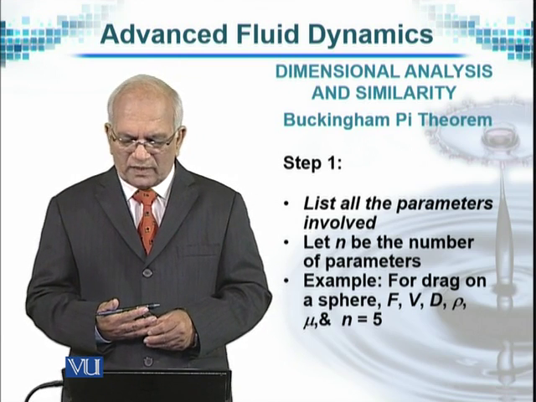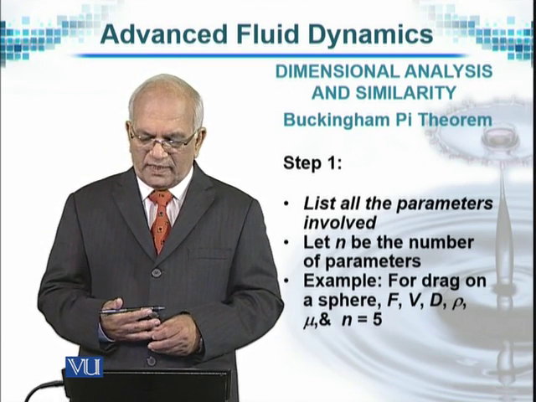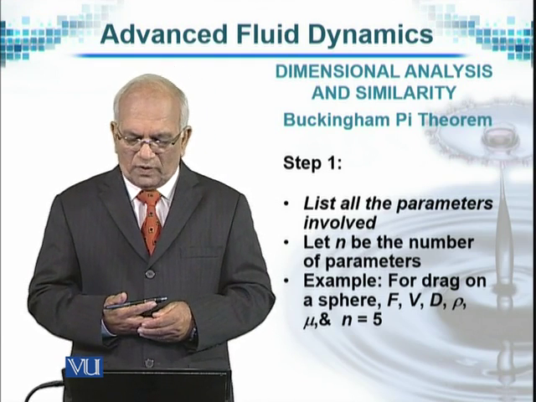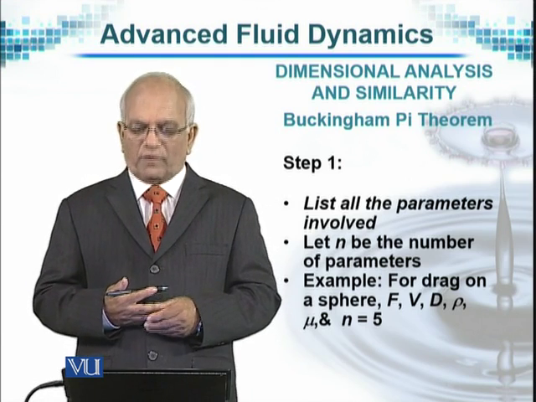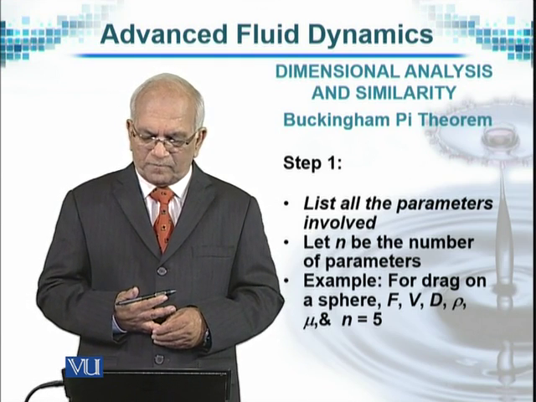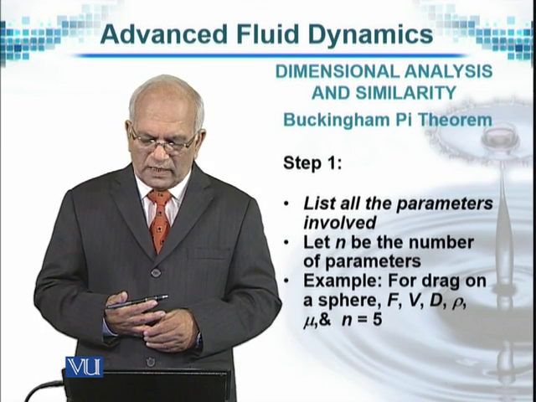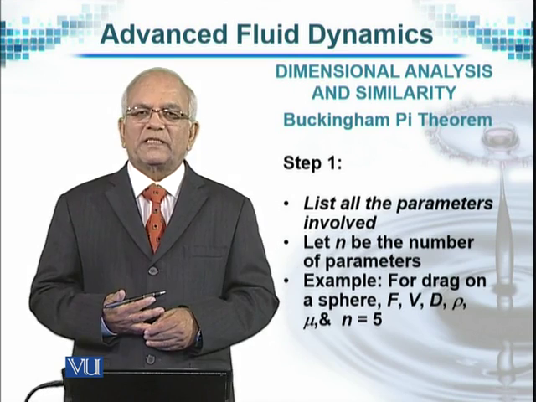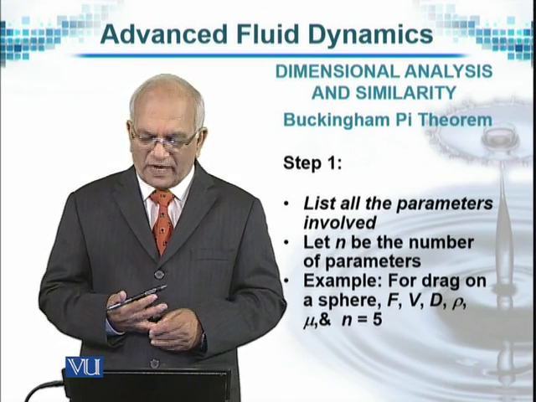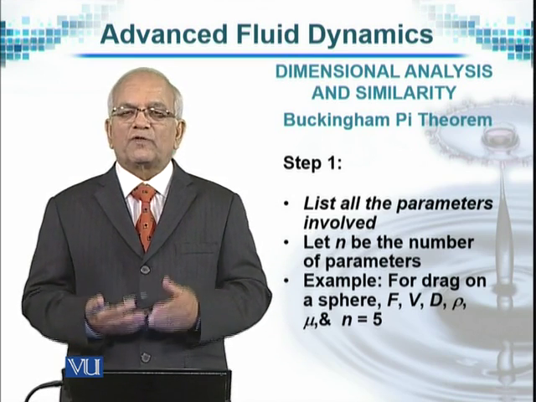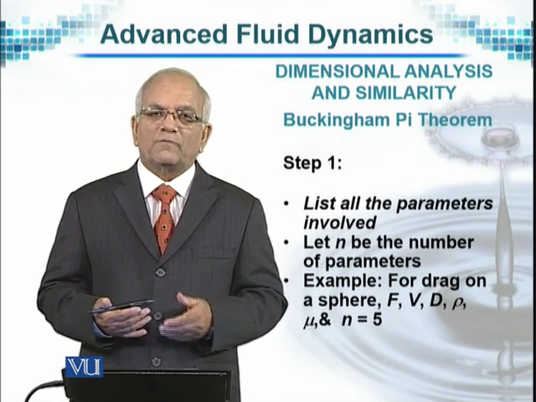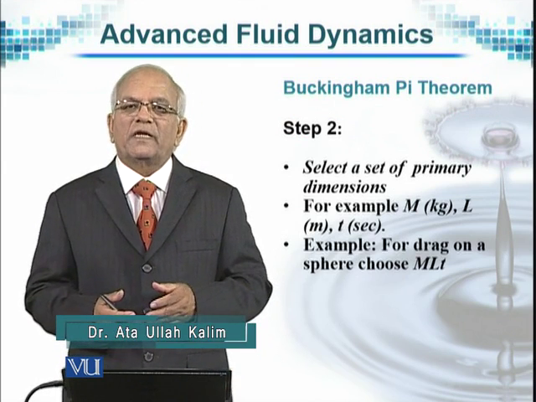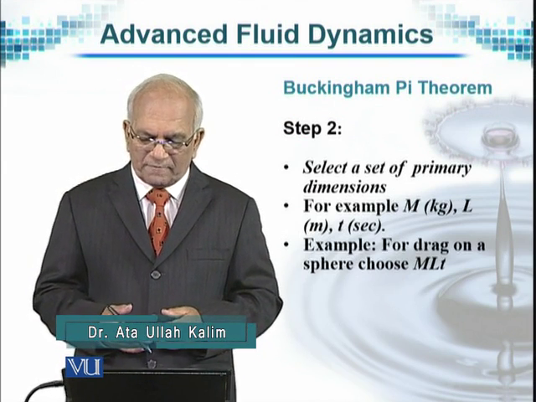parameters. For example, when we are considering the drag on a sphere, then the parameters that are involved are the force, the velocity, the diameter, rho the density, and mu the coefficient of viscosity. So therefore the number of parameters n equals 5. So this is an example. We need to list down and see how many parameters there are, for clear understanding and our working.